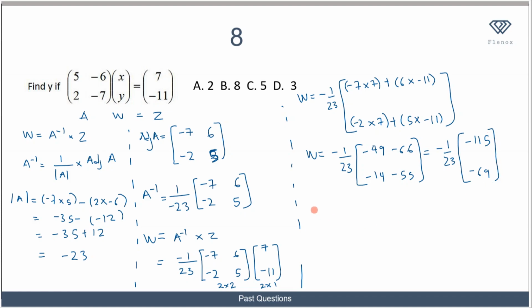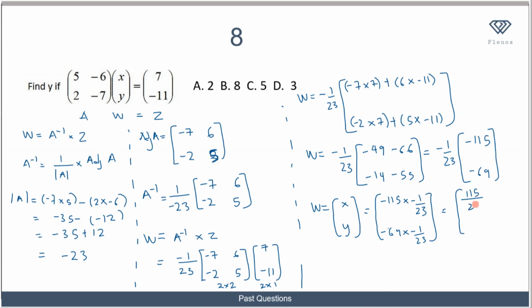So I know that W value is the same thing as my X and my Y value. And that will be equal to, now I can bring this scalar inside by multiplying everything inside by this scalar quantity. So that is the same thing as having minus 115 times minus 1 over 23, and the bottom here becomes minus 69 times minus 1 over 23. And when you do that, what does that result in? Minus times minus is plus, so I have 115 over 23. Here minus times minus is plus. I'm left with 69 over 23.